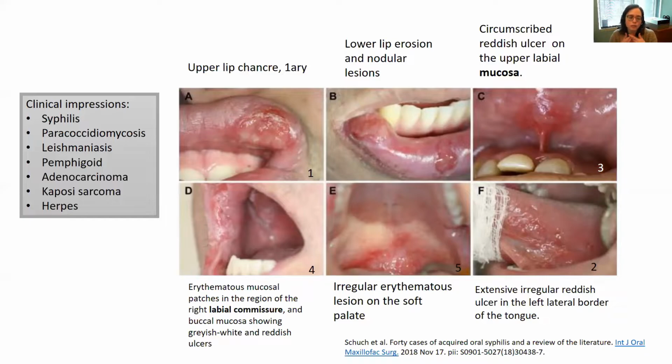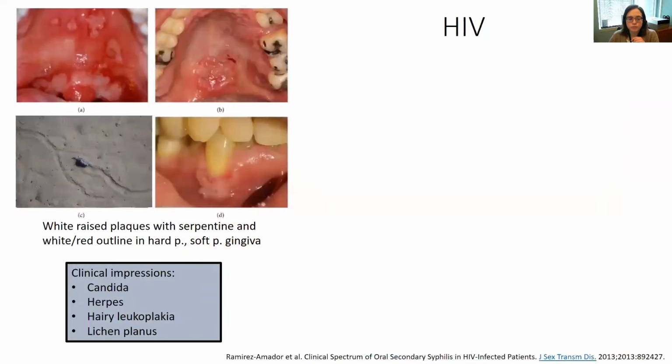Even though clinical impressions in some of these cases included the possibility of syphilis, in a subset of patients, clinicians initially thought about other types of infections, including paracoccidioidomycosis and leishmaniasis, and diseases such as pemphigoid, and also malignancy and herpes virus infection.